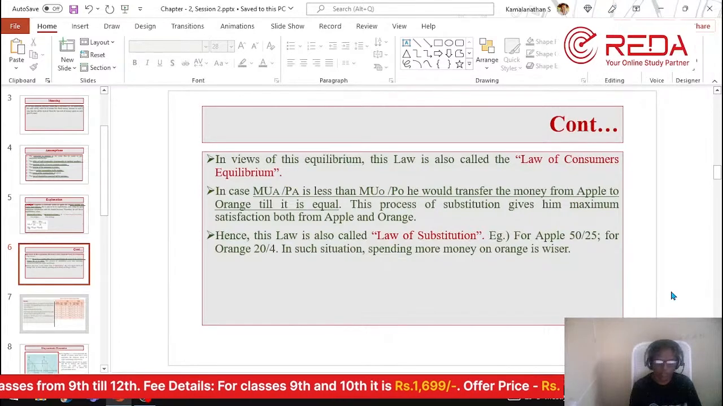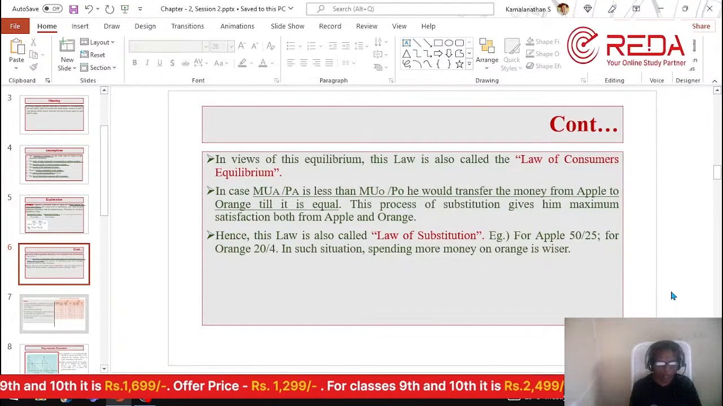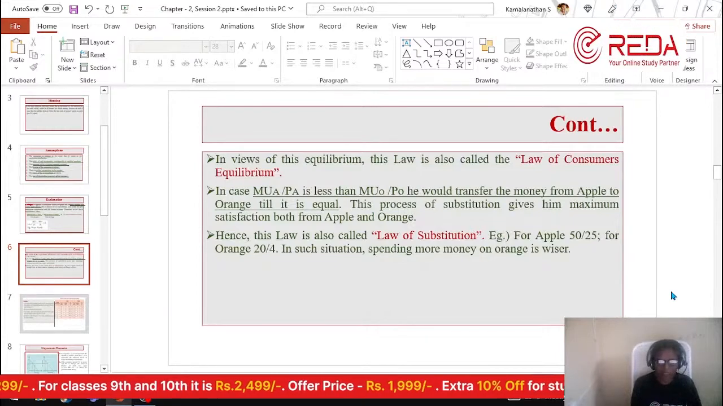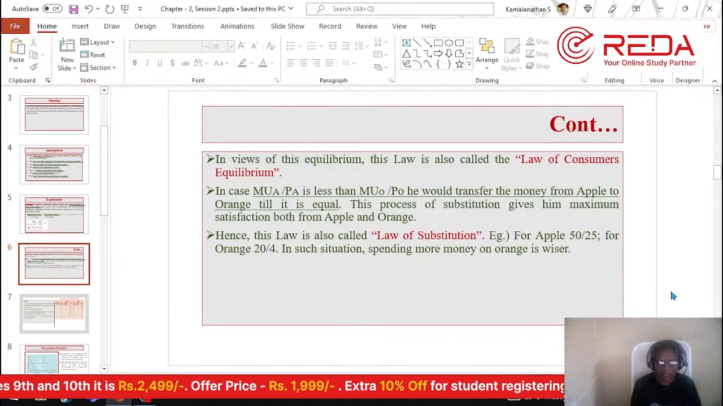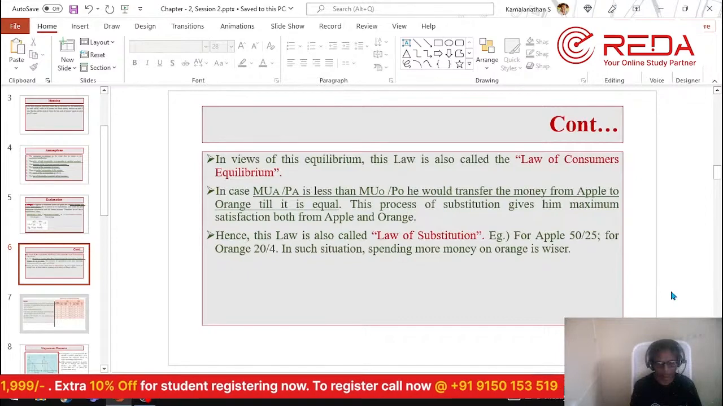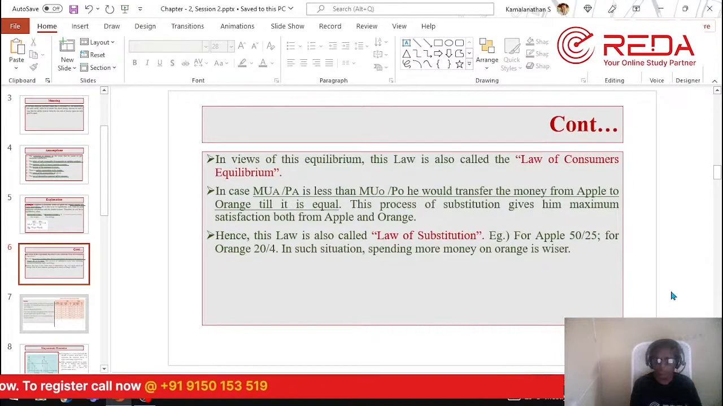If suppose the marginal utility of the first commodity is less than the marginal utility of the second commodity, what will happen? The consumer has to make an adjustment, or he has to transfer the money from purchasing apple to orange till the utility level is equal. Okay, so for example, if I want to purchase two commodities, apple and orange, depending upon the prices, you see the same level of prices will be there.